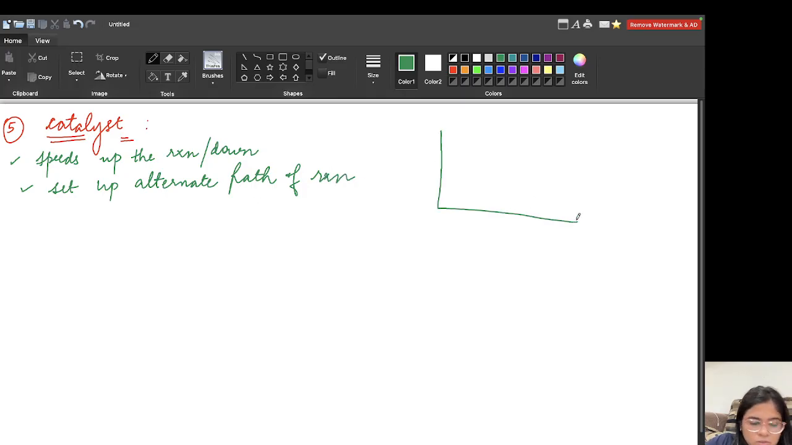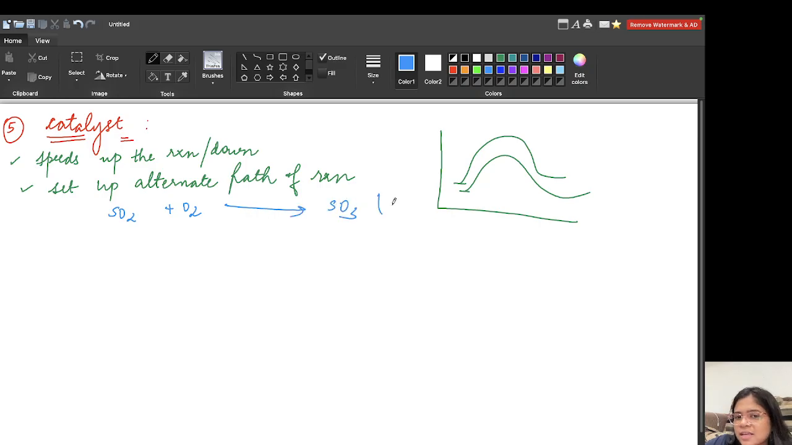How does catalyst work? You have an energy profile where reactant is converting into product. If you are using a catalyst, it will go through a lower activation energy compared to the activation energy without catalyst. For example, if you have SO2 plus O2 giving you SO3, suppose it takes place in 10 minutes, just a random figure. Now if I introduce a catalyst like NO, the reaction will take place very fast, maybe 5 minutes. That's how your catalyst takes part in the reaction.